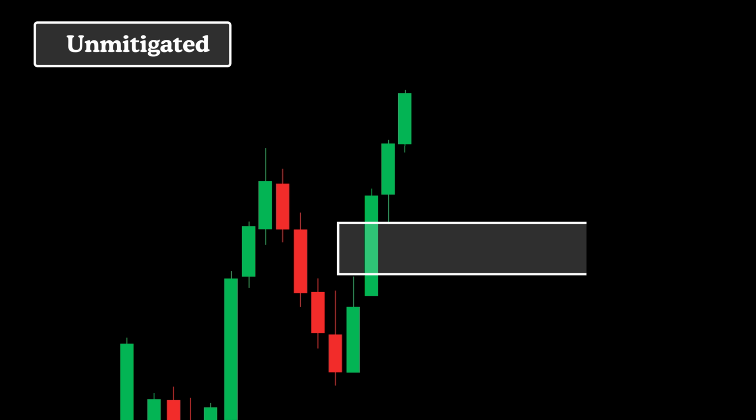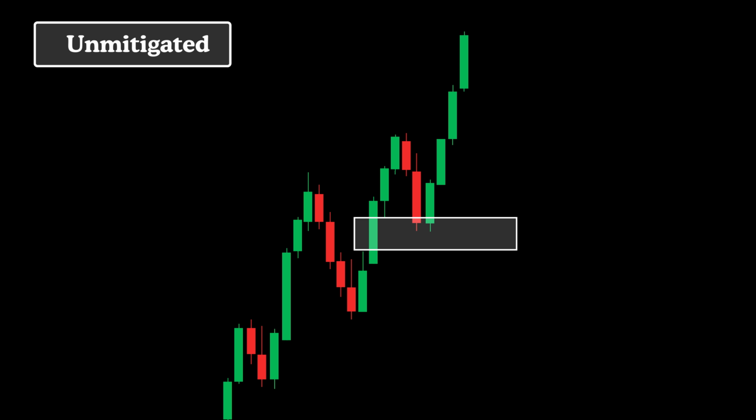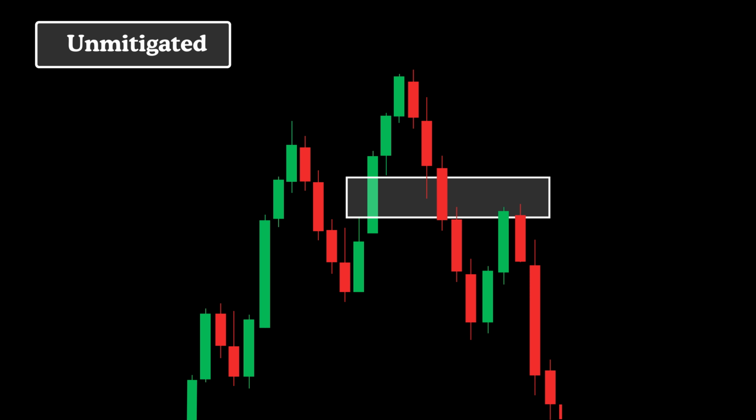Second, unmitigated. A fair value gap is high quality only when it remains unmitigated, meaning price has not touched or filled it. Once price fills the gap, it is no longer valid for future reactions. When price first taps the FVG, we can anticipate its behavior. If price respects the fair value gap and rejects from it, that zone may act as support. But if price breaks through the fair value gap and closes below it, it becomes resistance. The sell side will then target liquidity.